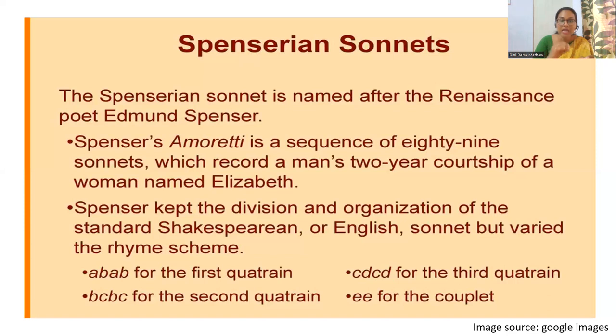As you can see, A B in the first quatrain, the B rhyming sound is being repeated in the second quatrain, and the C sound from the second quatrain is being repeated in the third quatrain, and there is a completely different scheme for the couplet. But if you remember, the Shakespearean sonnet was A B C D E F G G.